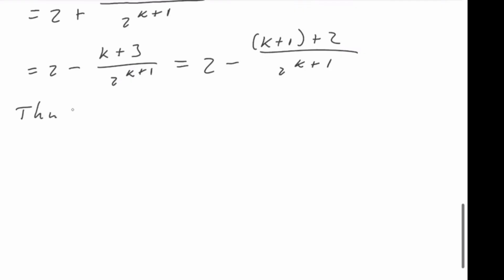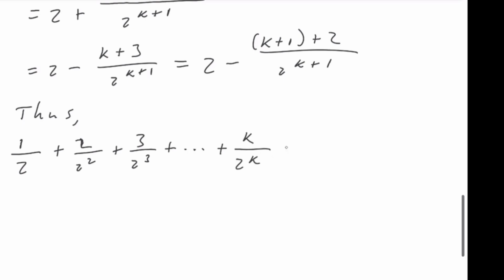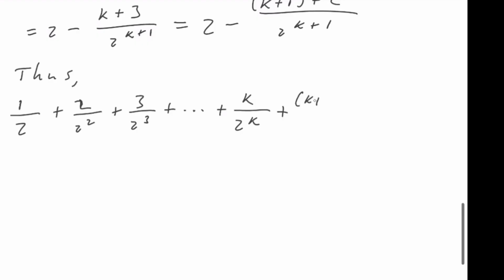Thus, 1 over 2 plus 2 over 2 squared plus 3 over 2 cubed plus dot dot dot plus k over 2 to the k plus k plus 1 over 2 to the k plus 1 is equal to 2 minus k plus 1 plus 2 over 2 to the k plus 1. So this works for the k plus 1th term, right?